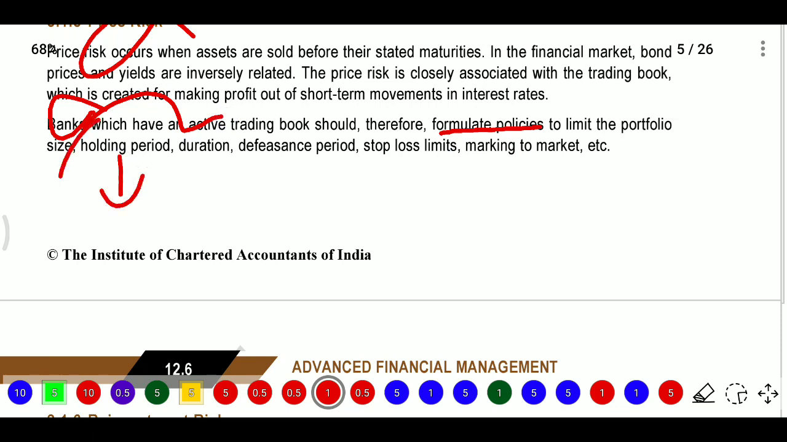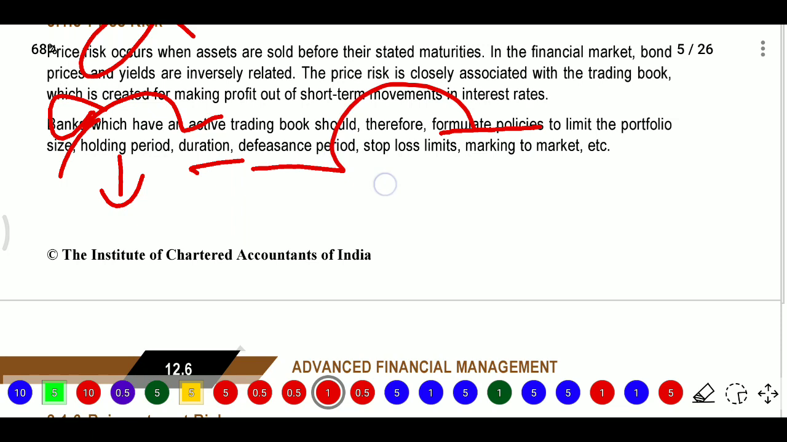Holding period means the number of months, 3 months or 4 months, that they are holding from the past. What is the duration, how many years they need to maintain or hold that amount, or the defense period or stop loss limit.